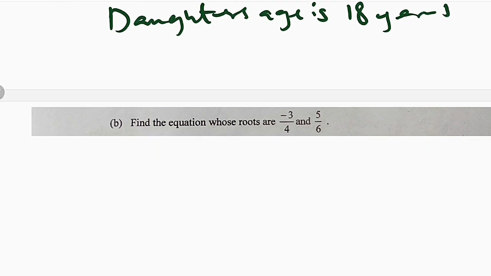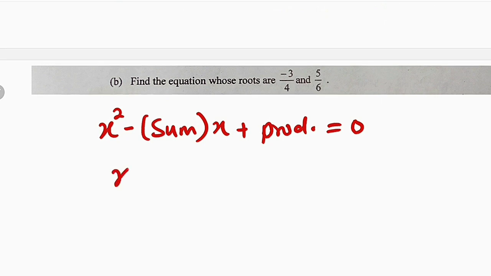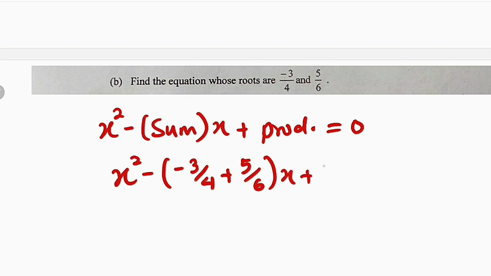So to form this quadratic equation, we are going to take x squared, we subtract the sum of the roots, we multiply by x, then we add the product. Then we equate everything to be equal to 0, right? So this is x squared minus the sum, meaning we should add these two together, minus 3 over 4 plus 5 over 6. Then we multiply by x, then we add. The product will be minus 3 over 4 multiplied by 5 over 6. And this is equal to 0.